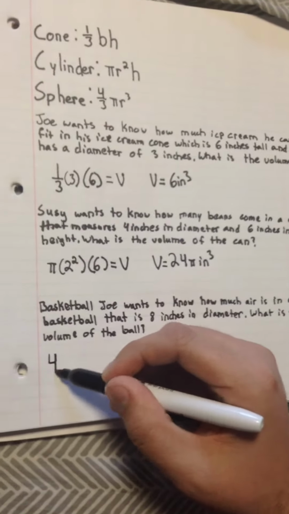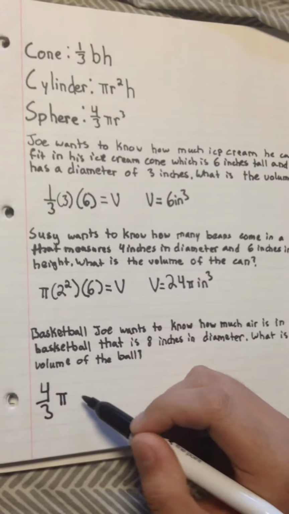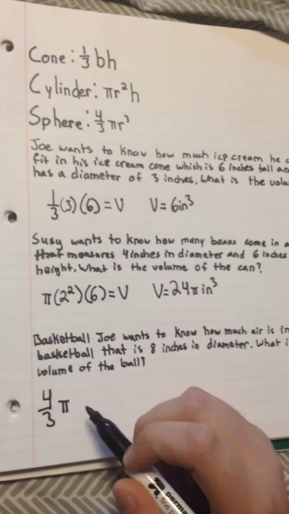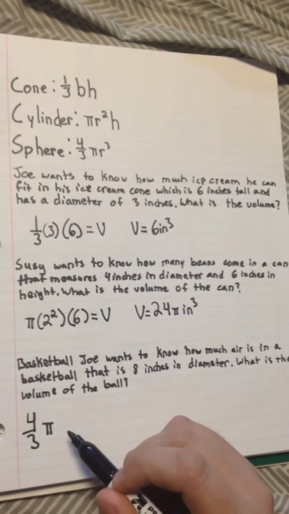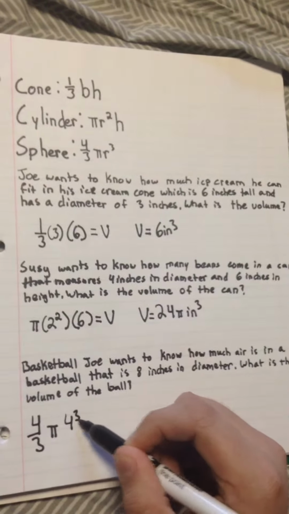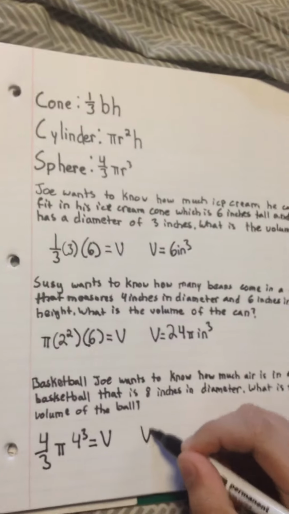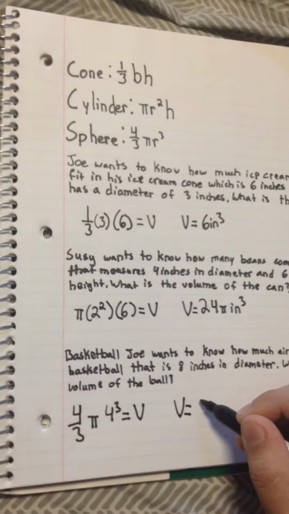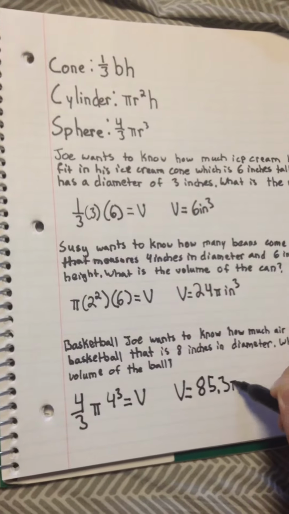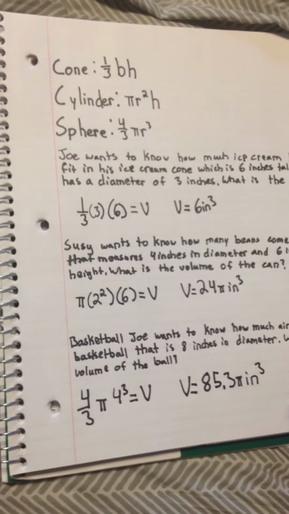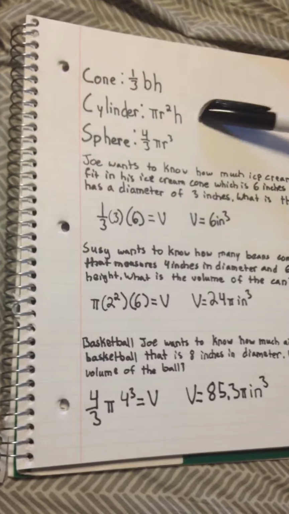We start out with our first term of 4/3. We then multiply that by pi, and then our radius cubed. So we find out that 8 inches is the diameter, and we divide that by 2, which is 4. So 4 cubed, and then this will equal the volume of the basketball. After multiplying all these terms out, we find out that the volume of the basketball is going to be 85.3 pi cubic inches.